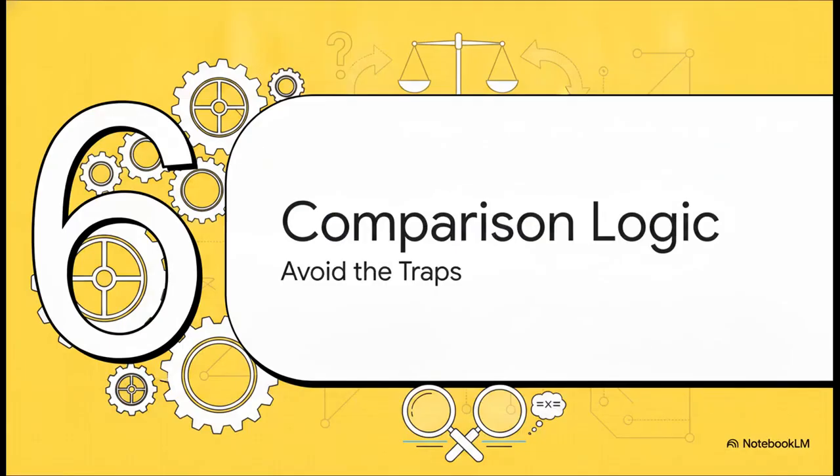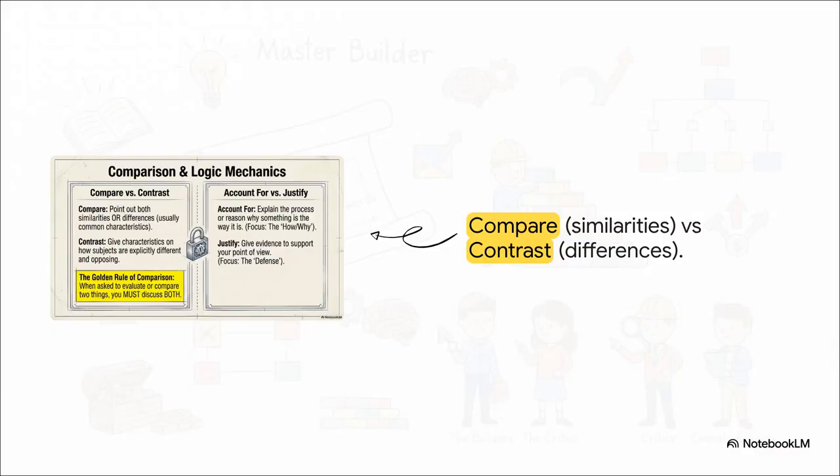Moving to Section 6, Comparison Logic and Traps. This is all about avoiding those tricky layout traps where the formatting tries to confuse your comparison. People get these mixed up all the time. Comparing requires pointing out both similarities and differences. Usually, you're looking for common characteristics. Contrasting, on the other hand, specifically demands that you show how the subjects are explicitly different and opposing. You have to know which key unlocks which door here.